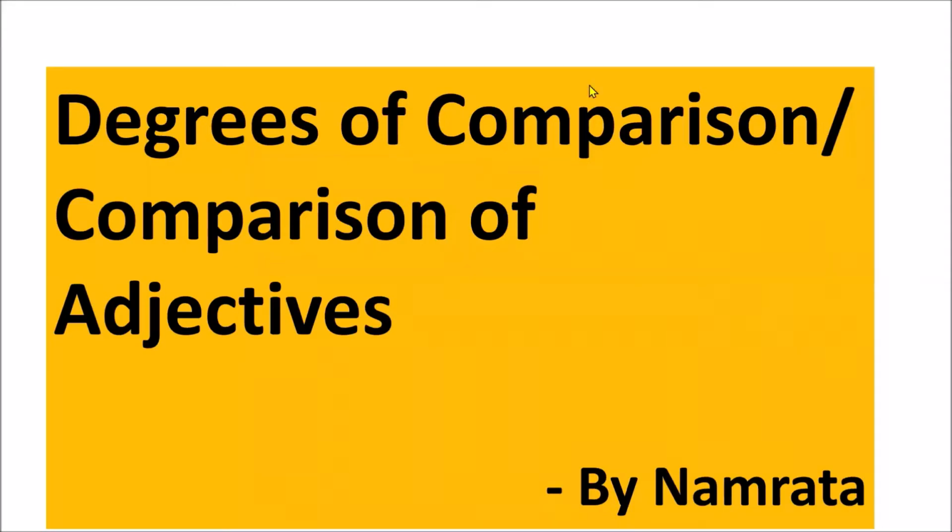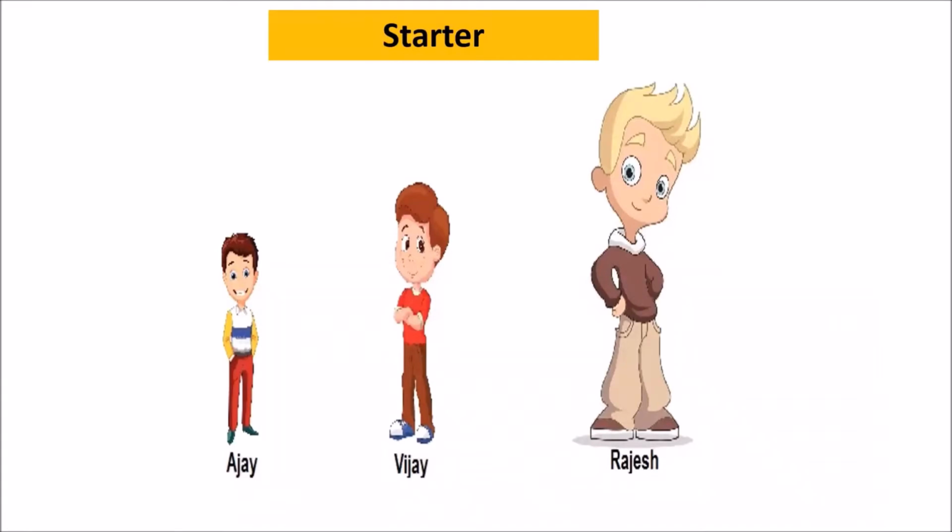Hello everyone. Today we are going to read degrees of comparison, and it's also called comparison of adjectives. So we have a starter activity. You can see that these three boys are there, and you can see the height is different. You can see Ajay is the shortest one, Vijay is shorter than Rajesh, and Rajesh is the tallest one. So here we can do comparison in all these three boys.